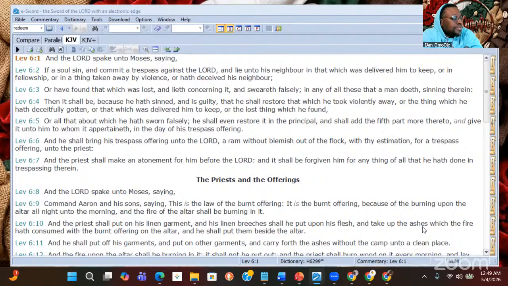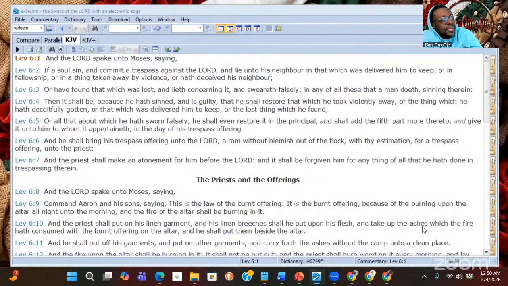then it shall be, because he has sinned and is guilty, or ashame, that he shall restore that which he took violently away, or the thing which he hath deceitfully gotten, or that which was delivered him to keep, or the lost thing which he found, or all that about which he hath sworn falsely, he shall even restore it in the principal, and shall add the fifth part more thereto, and give it unto him to whom it appertaineth in the day of his trespass offering.